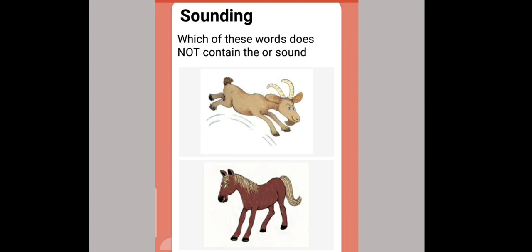Okay? The first picture says goat. Do we have the "or" sound in goat? No. The second picture says horse. Do we have the sound "or" in horse? Yes, we do. Good job.